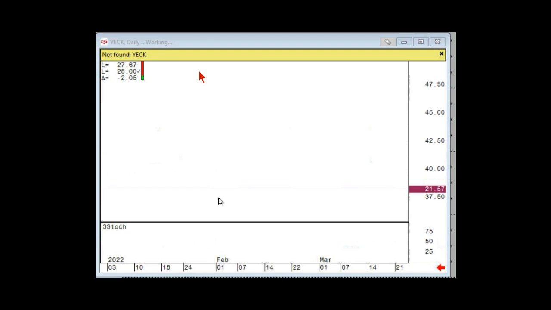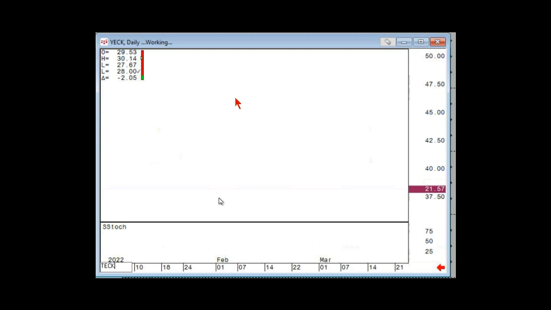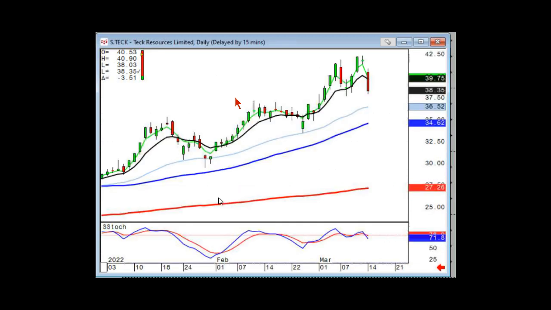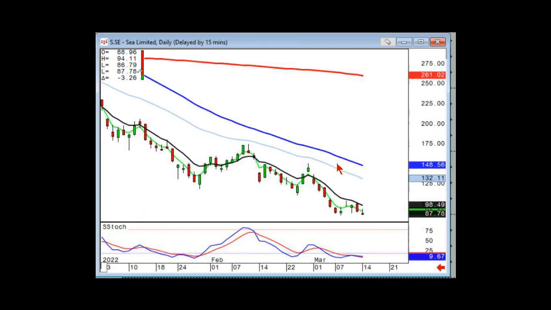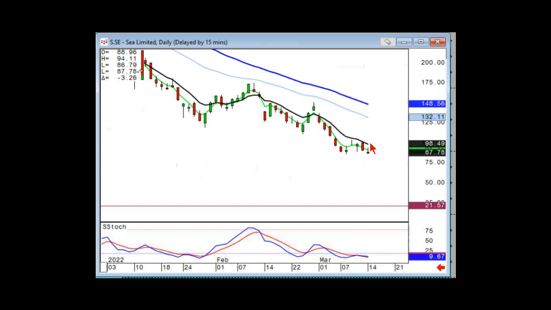Tech, geez, I haven't hit the right symbols here all night long. Tech, another one. That bearish best friend, failure at the top. You can see you had kind of a trend channel up here. They could be bringing this one back down to the 50-day moving average. SE, another one where you can see the trend and the failure at the T-line. They're still taking this one lower.